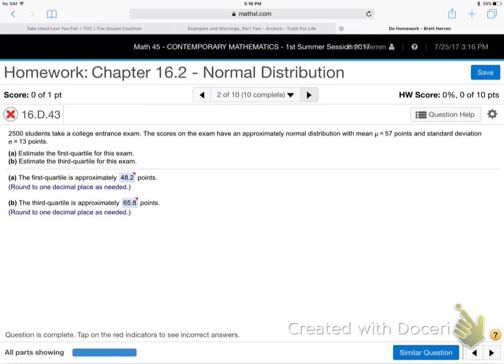Normal distribution. Number 2, 2,500 students take a college entry, same kind of thing. Scores, and here's how you're going to recognize it on the exam day after tomorrow. Approximately normal distribution. So that's okay, bell curve thing. There's the middle, 57. Standard deviation is 13. I wouldn't even read any more of the questions right now. I would just start drawing the curve. It's just what you've got to do on all of them. So I'm just going to draw the curve.